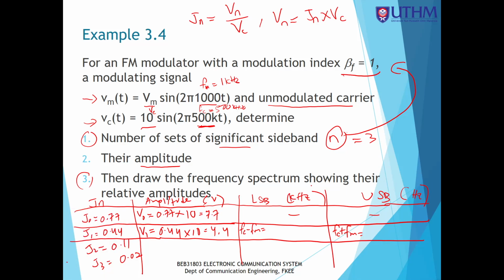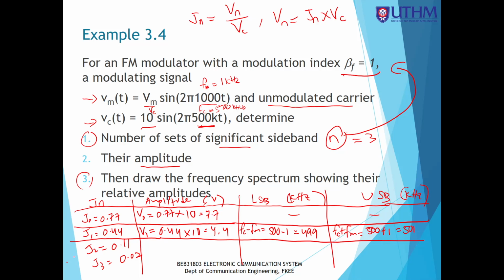So this is in kilohertz, for the header. So 500 for the lower sideband: 500 minus 1, so it is 499 kilohertz. For the upper sideband, 500 plus 1, so it becomes 501 kilohertz.